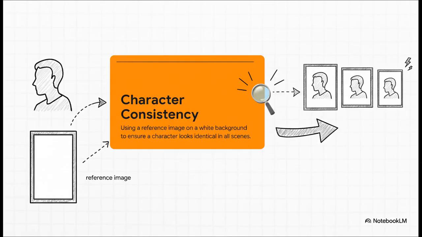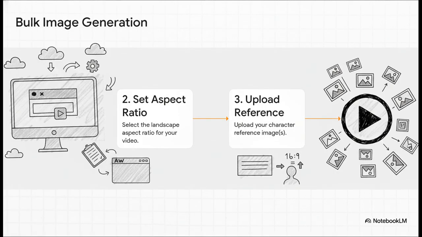So this is a big one. We're solving one of the biggest headaches in AI art, character consistency. And the solution is actually surprisingly simple. You just generate one clean reference image of your character first, and then you feed that same image into the generator for every single scene. Problem solved.